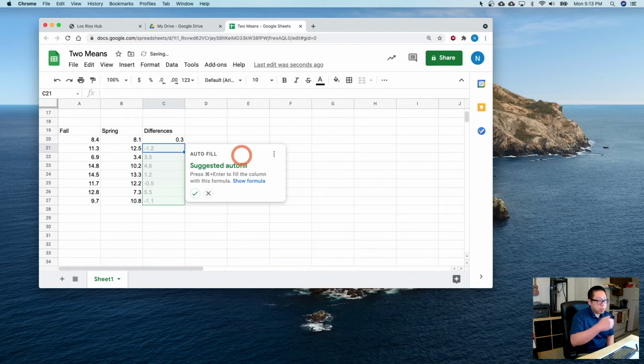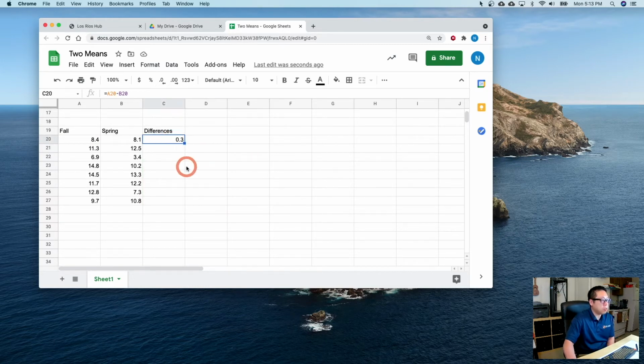And then for the rest of the column, you can actually click yes on the suggested autofill. I'm going to do this the other way, which is to move my cursor to the bottom right until I see a plus sign, and I'll click and drag that. All we're doing here is copying that first box and pasting it down the rest of the column. You can also use the autofill suggestion. All right, so Google Sheets subtracted all of these for you.